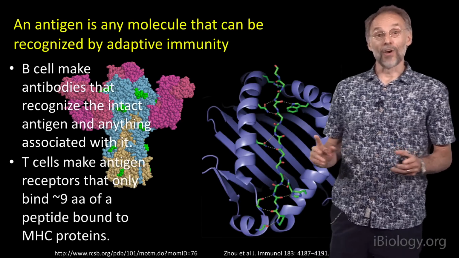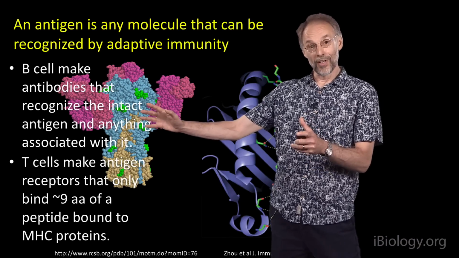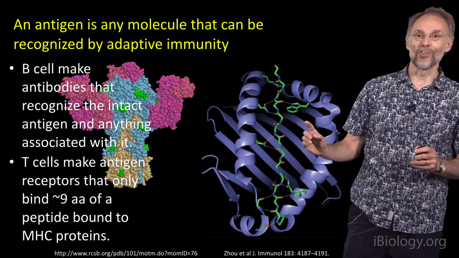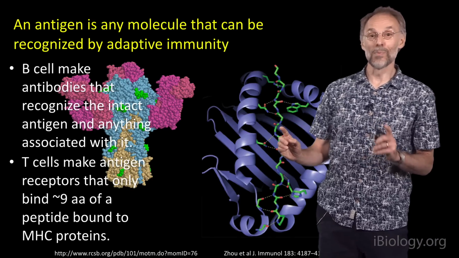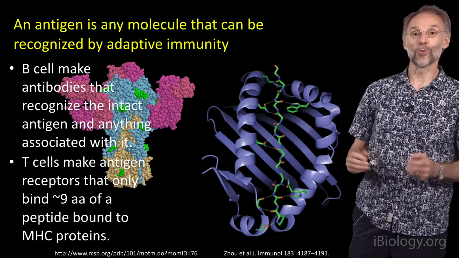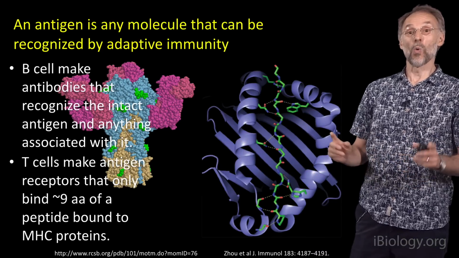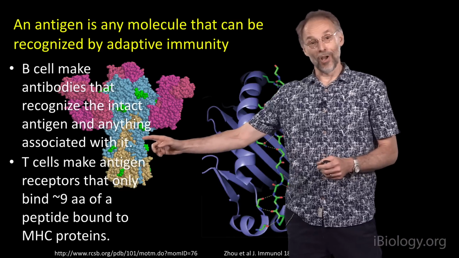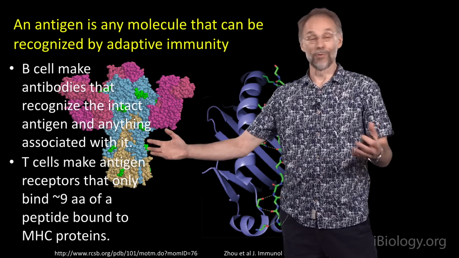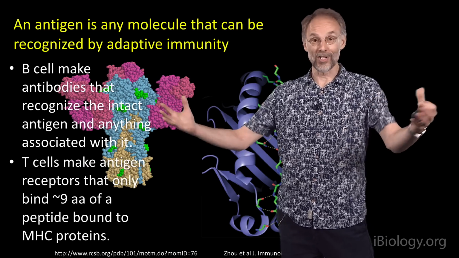T cells, on the other hand, so the B cells see the intact proteins. The T cells cannot see the intact proteins at all. So they don't have any ability to recognize a structure like this on a virus or on any other type of pathogen. What happens is the dendritic cell that I mentioned before will internalize the antigen, often in viral particles or whole bacteria.